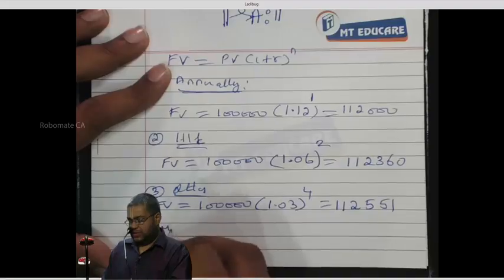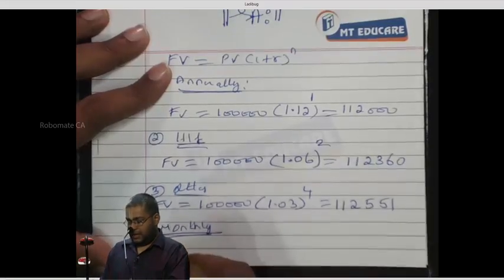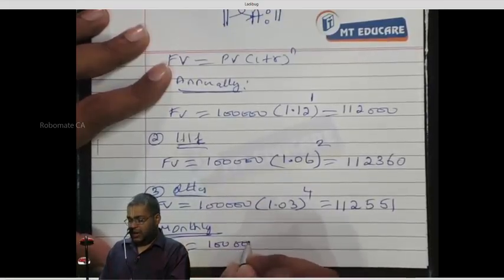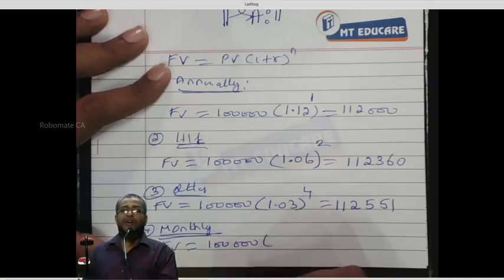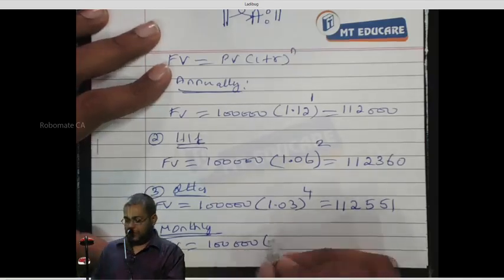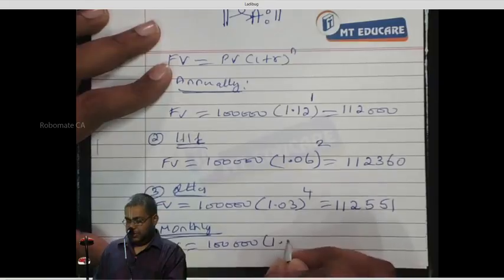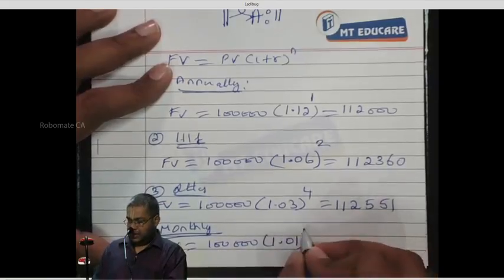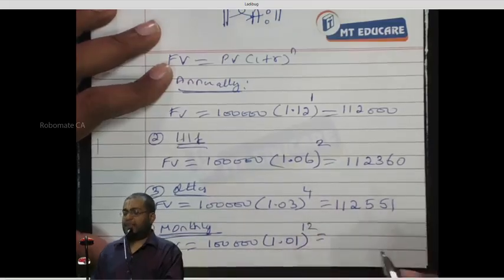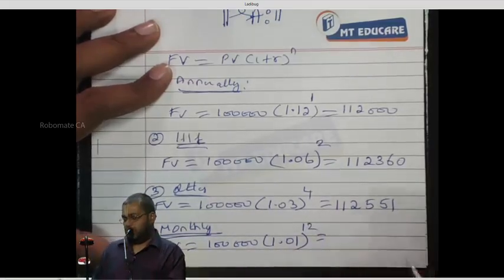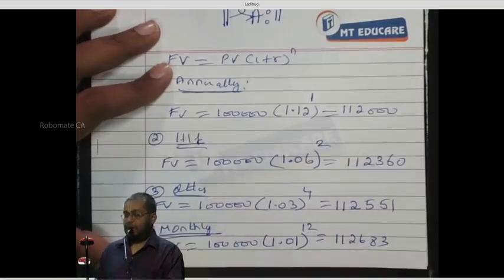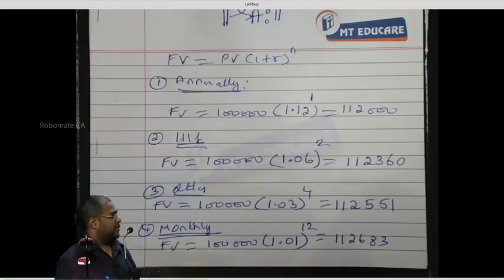Now, one last calculation. The last question is monthly. Future value is equal to present value, 1 lakh. 12% is for 1 year. Every period is 1 month. How much percent per month? 1%, so 1.01 power 12. What is 1 lakh into 1.01 power 12? How much is it going to be? 1 lakh 12,683.